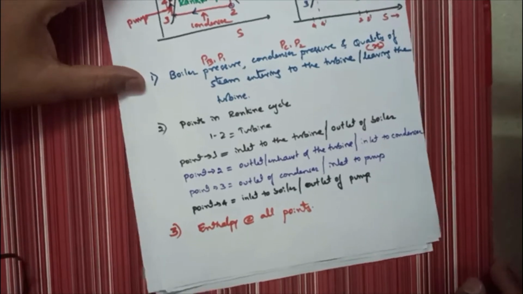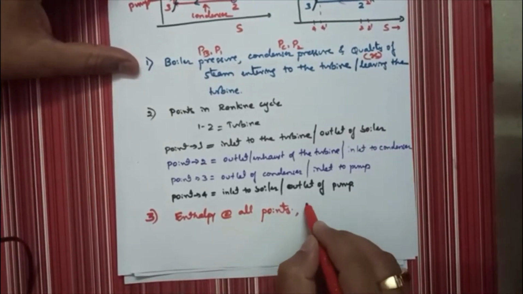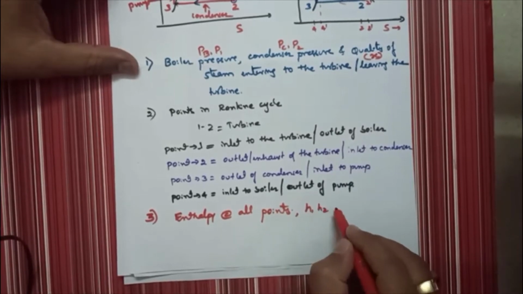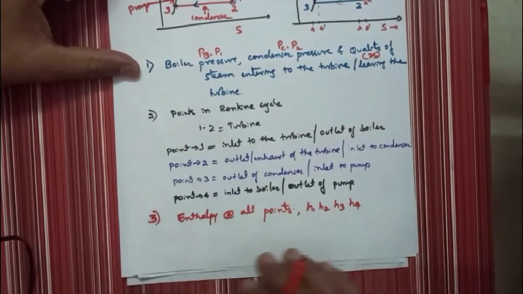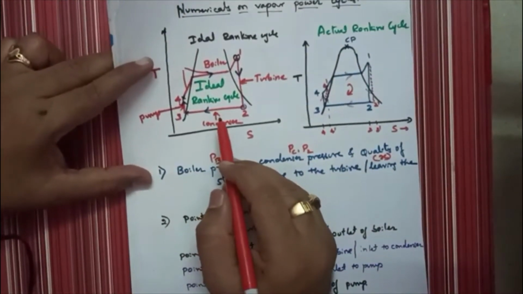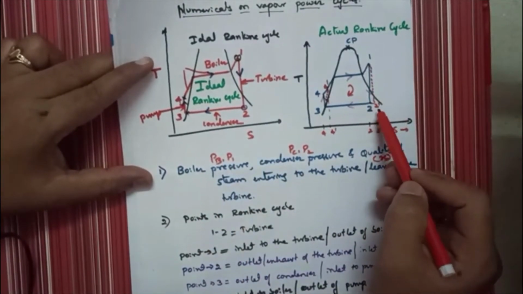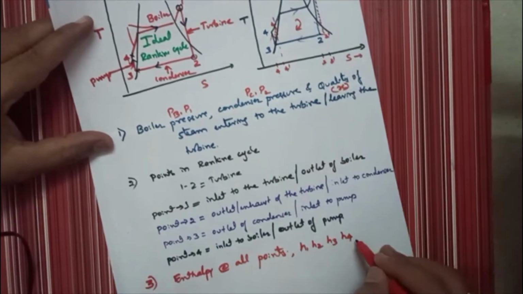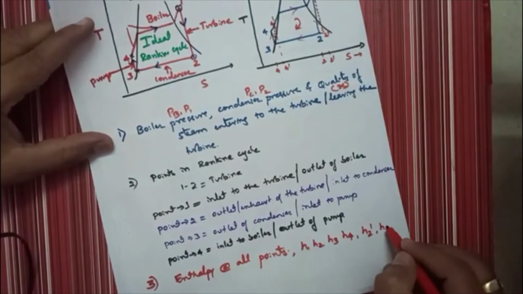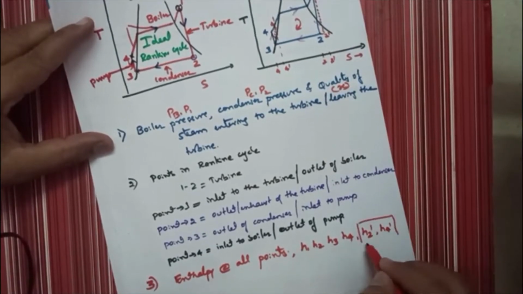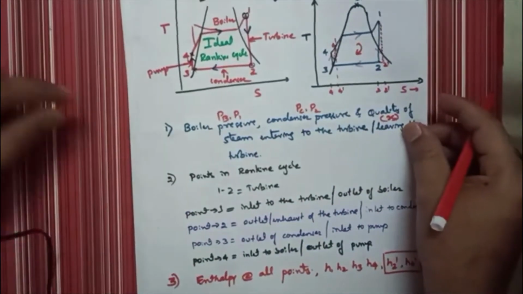So to make it clear, you have to find enthalpy at all points. H1 you have to find out, H2, H3, H4. So all 4 points you have to find the enthalpy if it is an ideal Rankine cycle numerical. If it is an actual Rankine cycle, you need to calculate 2 more enthalpies, that is H2 dash as well as H4 dash, if it is an actual vapor power cycle. Understood? So this is the third point.